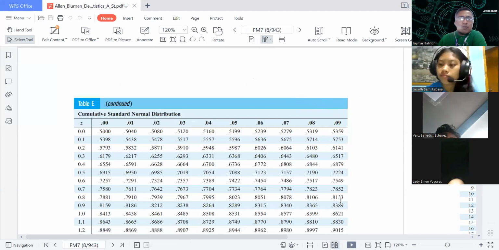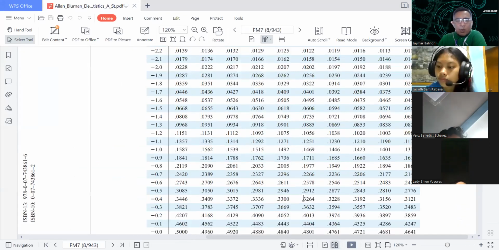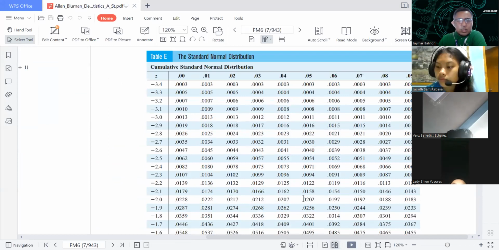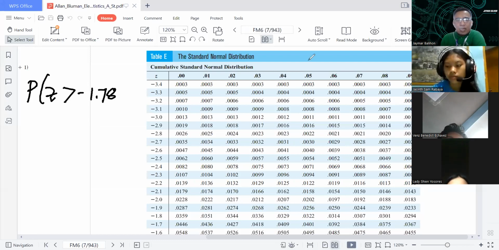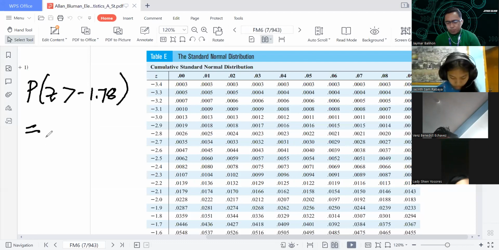So let us have now, I'll give you one more problem. How about I will ask you, what is the probability of z greater than negative 1.78? Okay. Can you help me now? What should we do here? Any suggestion from you? Subtract it from 1, the greater than, sir.